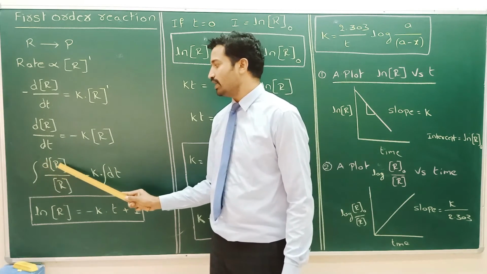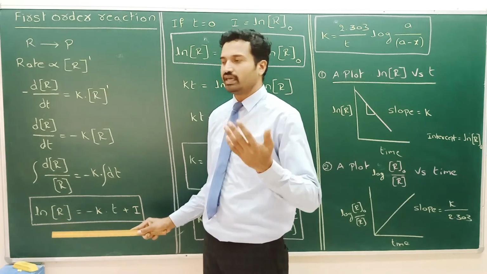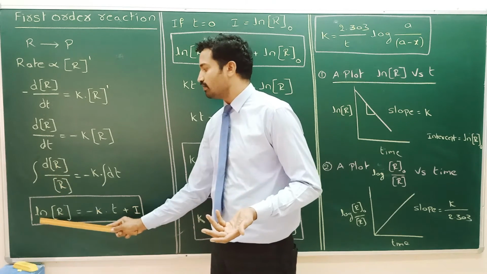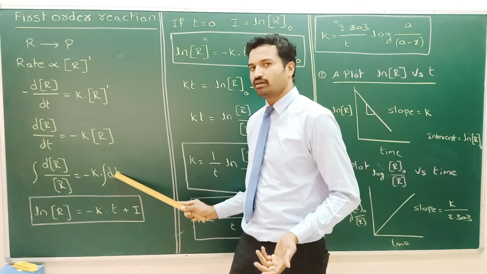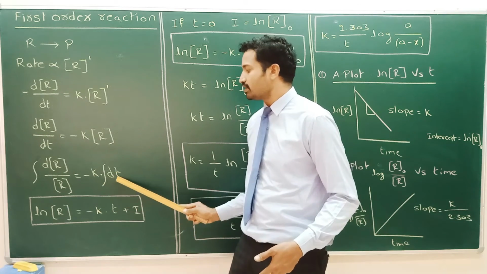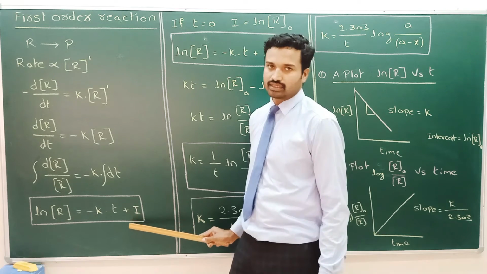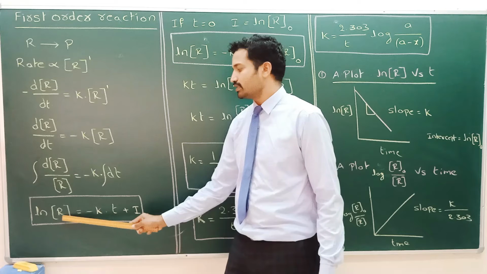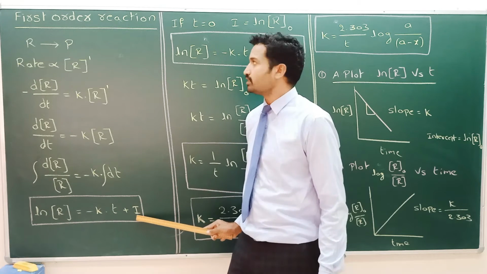Integration of dR by R is equal to ln R. Integration of dx by x is equal to ln x. So ln R is equal to minus k times the integration of dt, which is t, plus the integration constant I. This is one formula: ln, log base e, of the reactant concentration is equal to minus k into t plus the integration constant I.